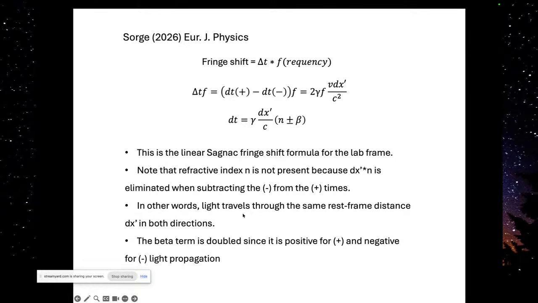Now, what's interesting is dx prime is the length of the path in the rest frame. And as I showed earlier, the rest frame path does not change length. It's the laboratory frame that changes length. And so what we're getting here is for a constant length path, we're getting two propagation times, which, length divided by time is speed. So essentially we're getting two speeds. We're getting one speed in the positive direction and a different speed in the negative direction, which of course violates one of the postulates of special relativity.